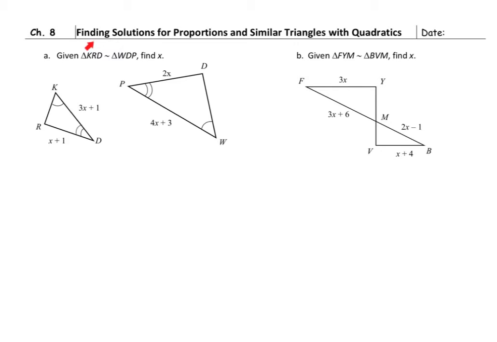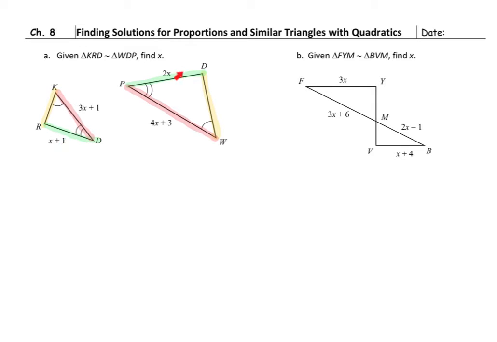In this video, we're going to be finding solutions for proportions in similar triangles with quadratics. In letter A, we're given that triangle KRD is similar to triangle WDP. We're going to use these sides to find x. So let's take a look at our corresponding sides. We know that KR corresponds to WD, and RD will correspond to DP, leaving KD corresponding to WP.